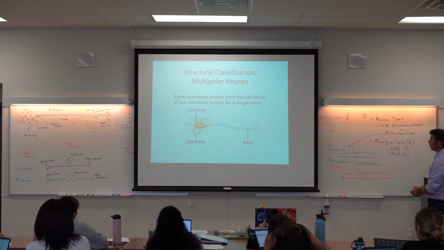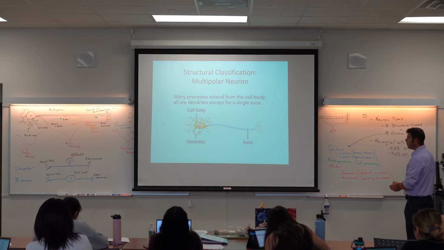So this thing here, we're looking at a cell body. We've got a bunch of dendrites attached to that cell body. There's a long axon going away from it. We know this as a multipolar neuron.